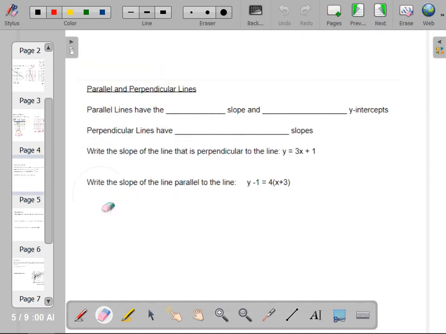Parallel and perpendicular lines. Parallel lines have the same slope and they have different y-intercepts. Same slope, different y-intercept. If they have the same slope and the same y-intercept, they'd be the same line, so you have to make sure you say that. Perpendicular lines have opposite reciprocal slopes. It doesn't matter where their y-intercept is because they'll still be perpendicular. They're intersecting at a right angle. Perpendicular lines have opposite reciprocal slopes.